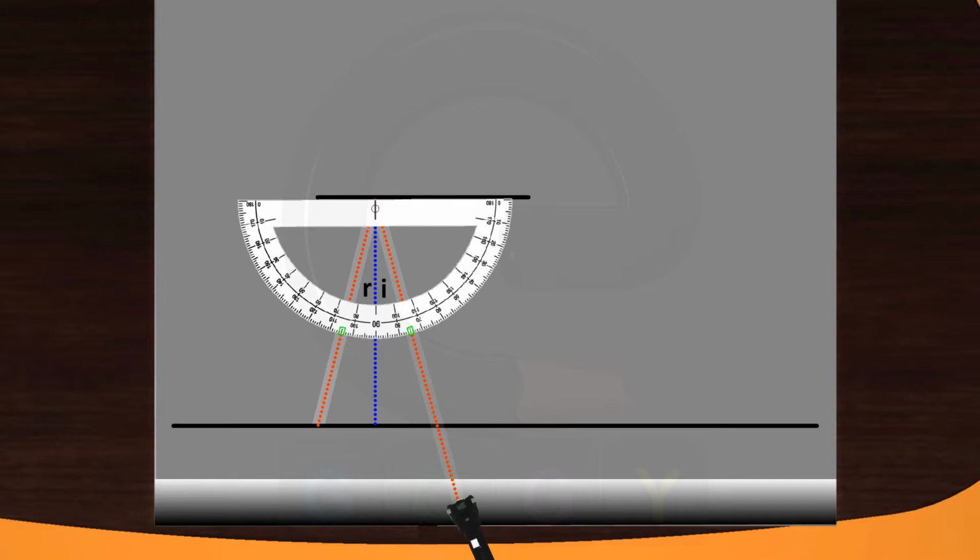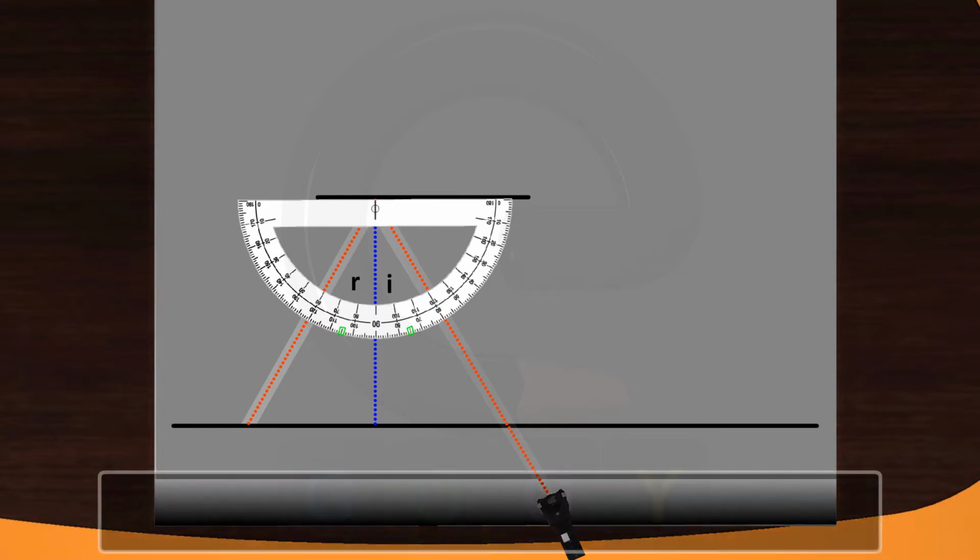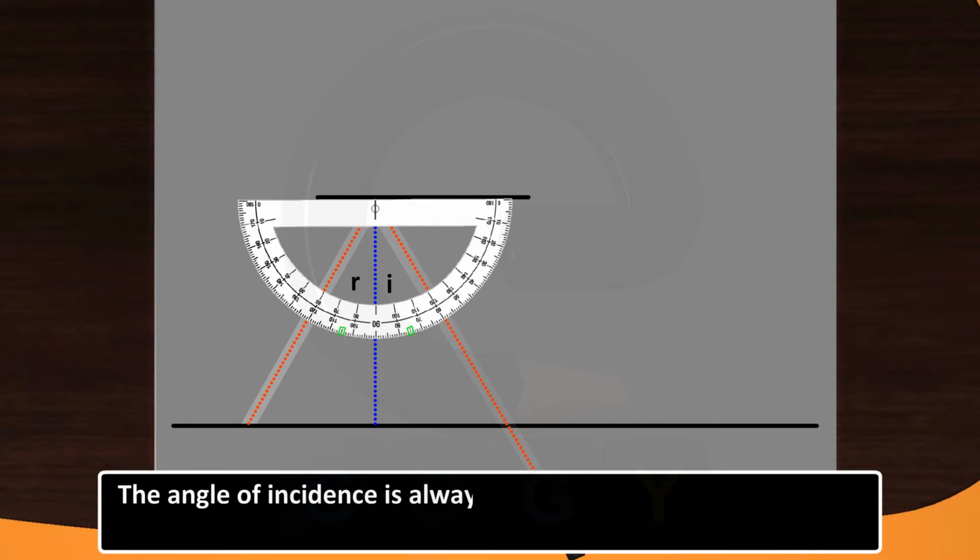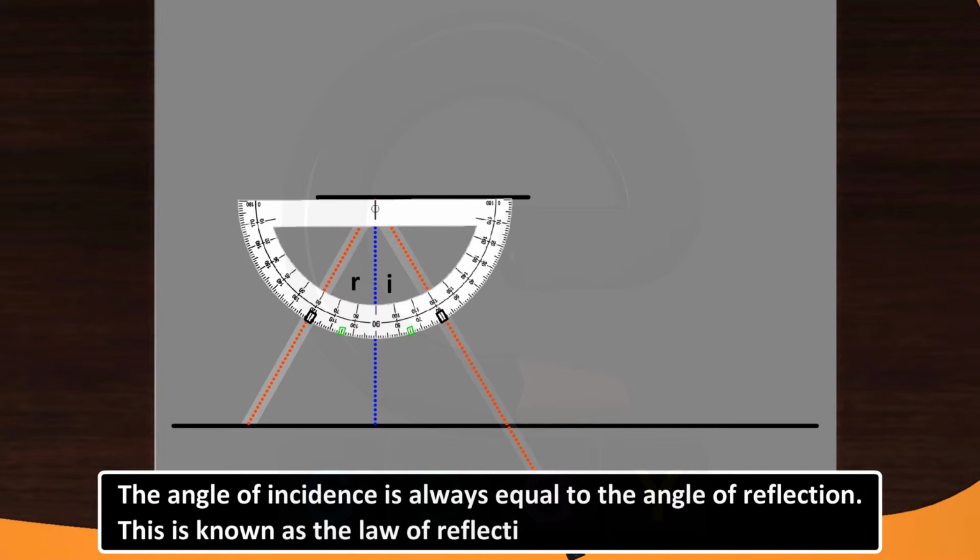Repeat this activity by changing the angle of incidence. What do you observe when you change the angle of incidence? The angle of reflection also changes as we change the angle of incidence. Do you find any relation between the angle of incidence and the angle of reflection? Are they equal? By repeating the experiment, we see that the angle of incidence is always equal to the angle of reflection. This is known as the law of reflection.